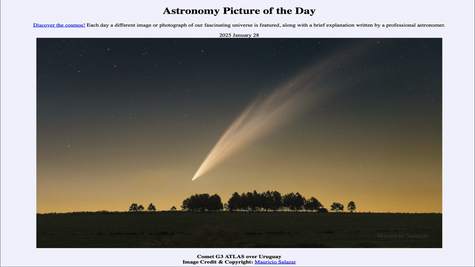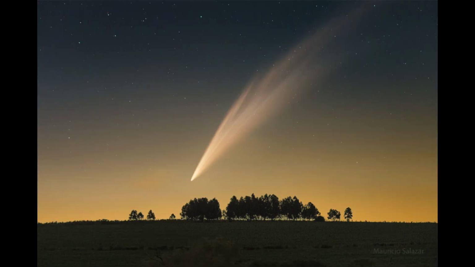Today's picture for January 28th of 2025 is titled Comet G3 Atlas over Uruguay. So what do we see here? Well, here we see up in the sky, in addition to a number of stars, a comet known as G3 Atlas. And that has been a prominent comet for those in the southern hemisphere, visible just after sunset. And here it is shown in much more detail in an image that you can take with a camera.